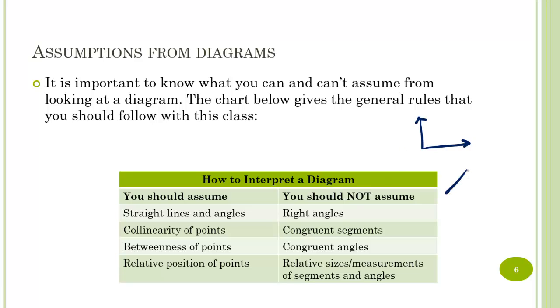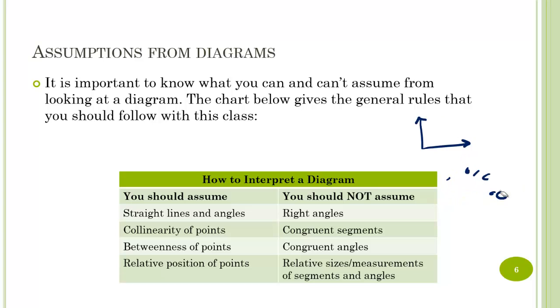If I drew a triangle, that's a bad one, but let's say that I said, are any of these sides congruent? For example, if this is triangle ABC, without any markings on that triangle, you cannot assume that AB and BC are congruent or have the same measure. You also can't assume congruent angles, even if they look like mirror images of each other. And then relative size and segments.